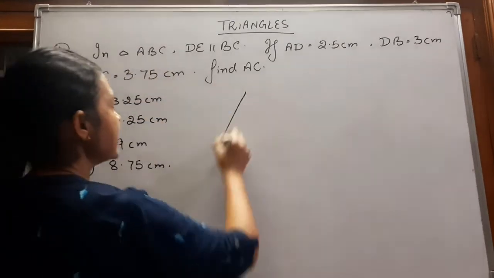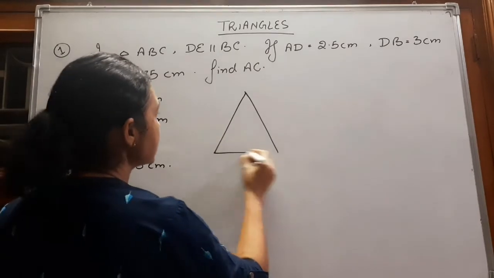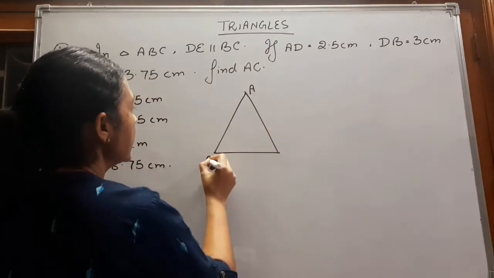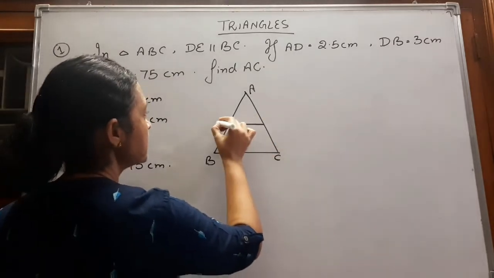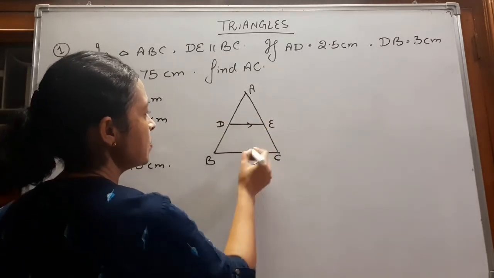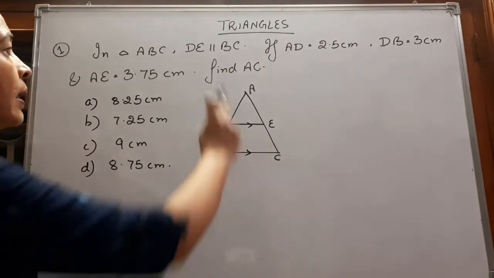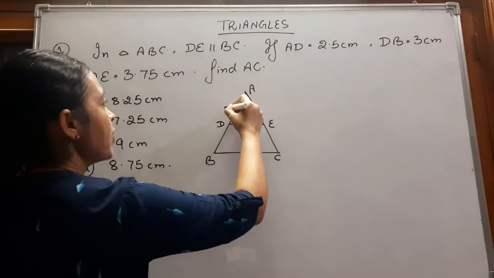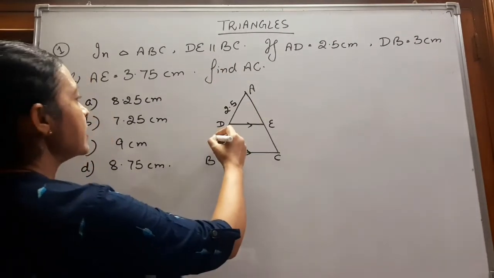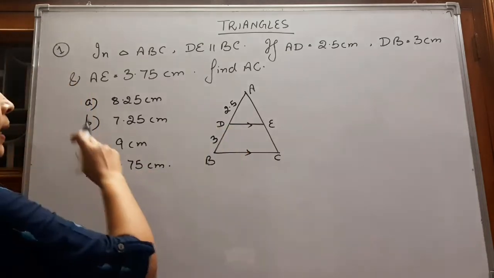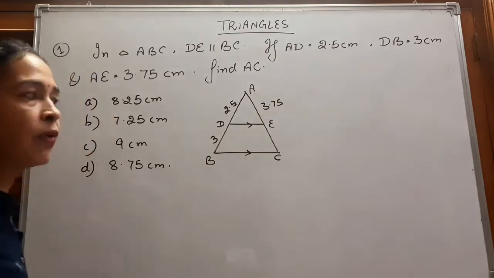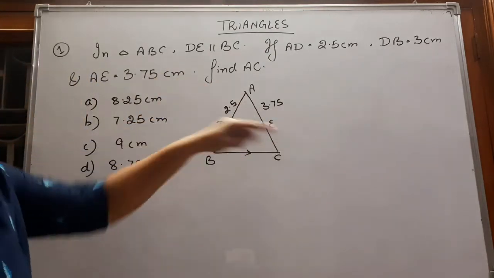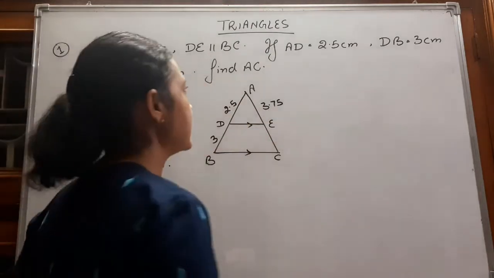In triangle ABC, DE is parallel to BC. AD is given as 2.5 centimeters, BD is 3 centimeters, and AE is 3.75 centimeters. We have to find the length of AC.